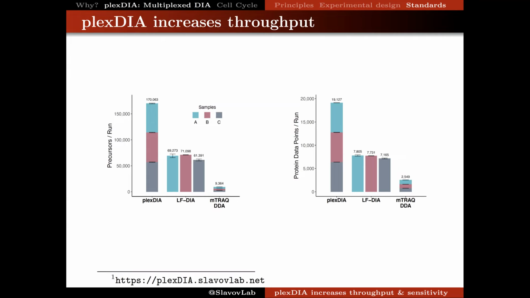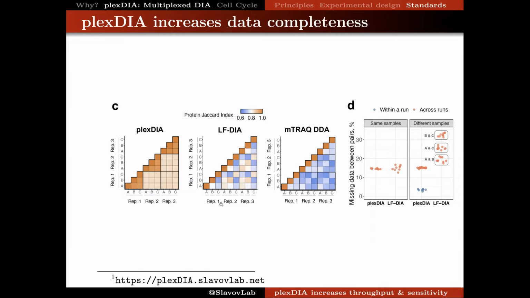Now, another question, next step to look into is how consistently we identify and quantify the same proteins between these samples. And we use the Jaccard index to quantify the completeness of protein data points that are quantified between pairs of samples. And here on the left, you can see that there is very high consistency within a labeled plexDIA set, and a little bit lower, but still very high consistency between different runs, different sets of plexDIA.